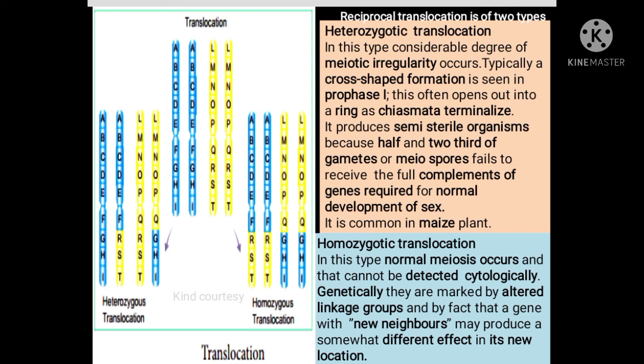While in a homozygotic translocation, normal meiosis occurs and it cannot be detected cytologically. Genetically, they are marked by altered linkage groups and by the fact that a gene with new neighbors may produce a somewhat different effect in its new location.